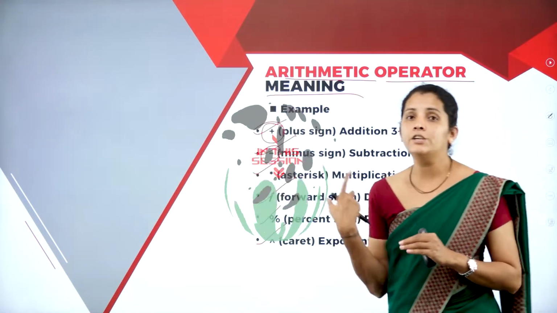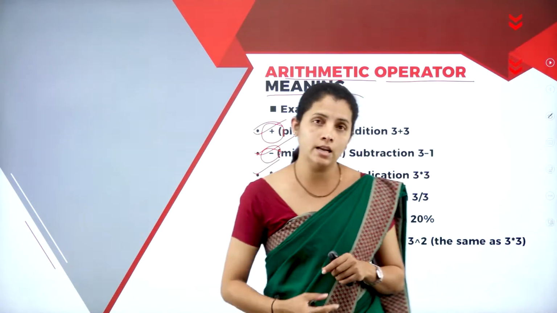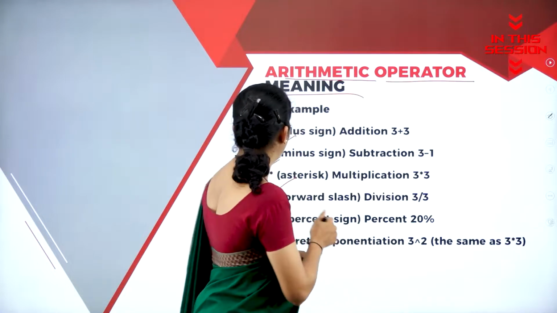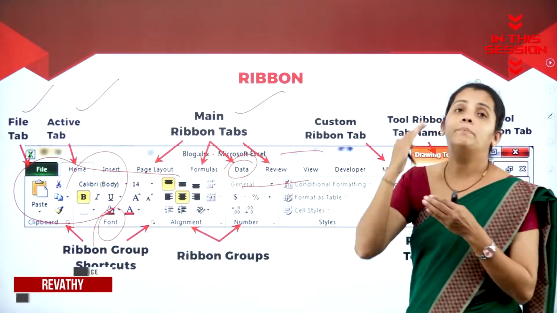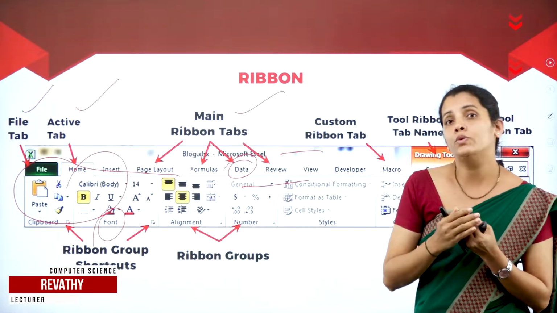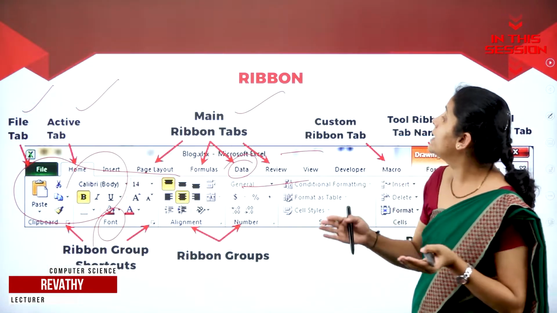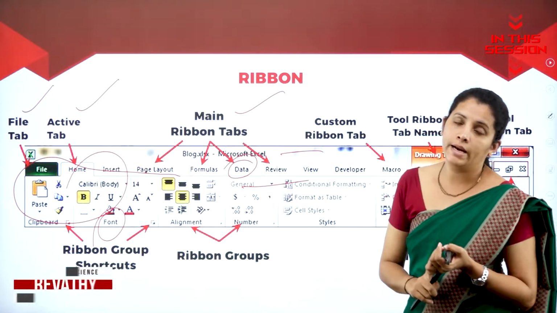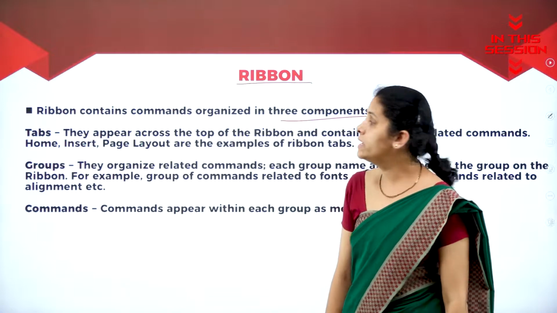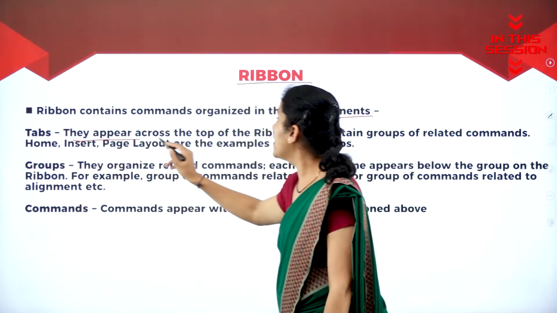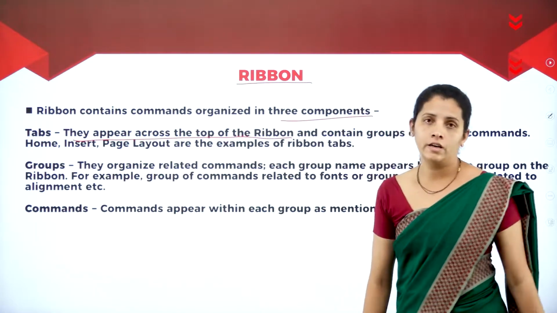To perform the multiplication of any given number, I'm going to have the operator called asterisk. In the ribbon at the beginning, always I'm going to have the tab, and under tab I'm going to get the group. So what is tab? Here they appear across the top of the ribbon.